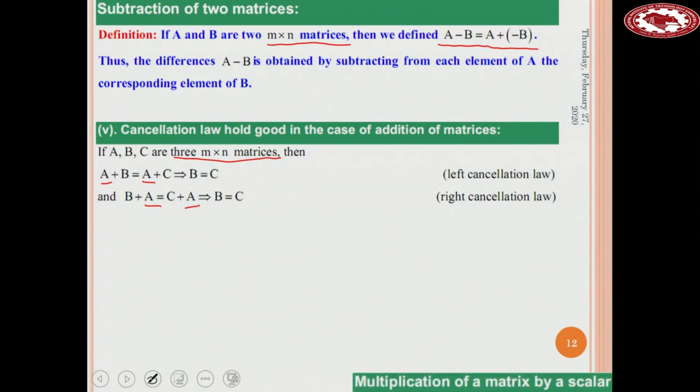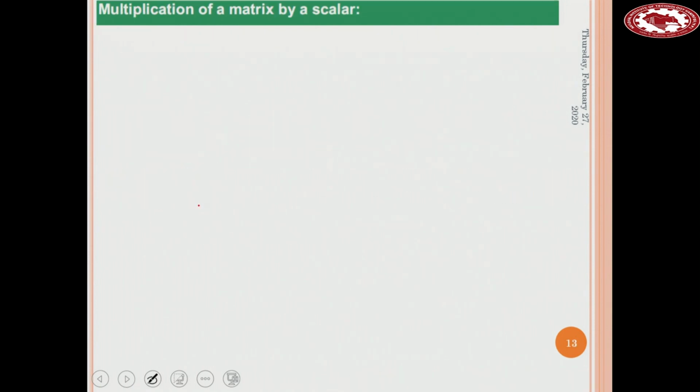So, this means cancellation law holds good in the case of addition of matrices. The next definition, multiplication of a matrix by a scalar.